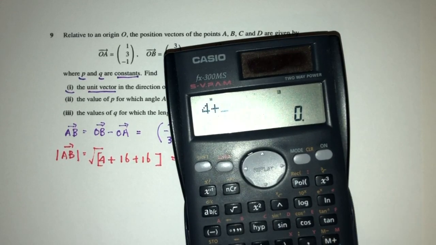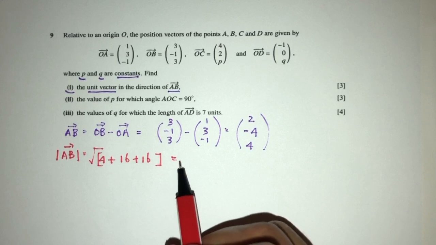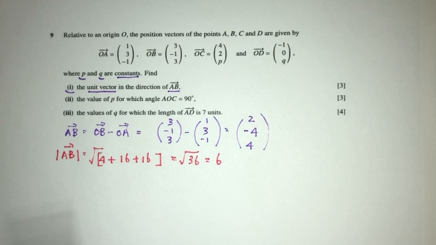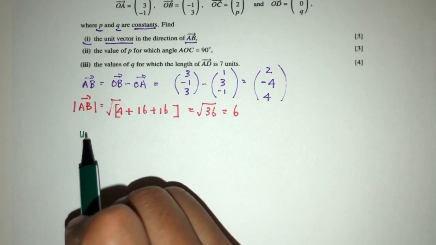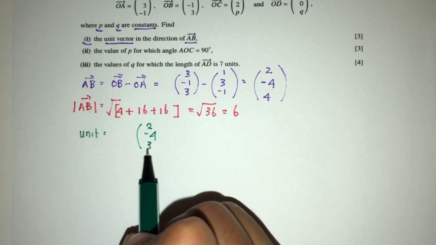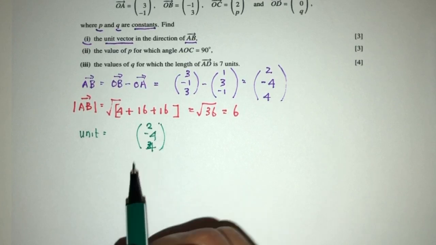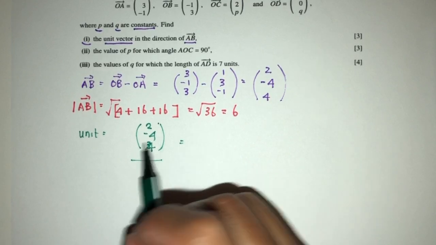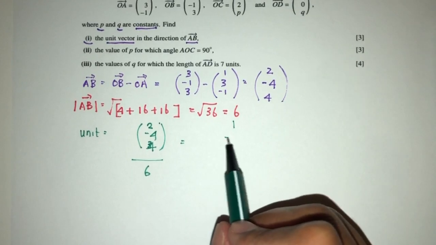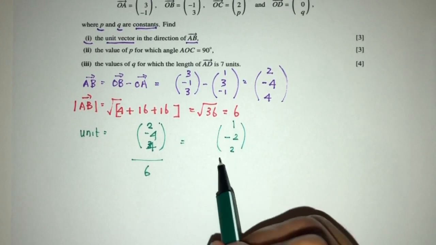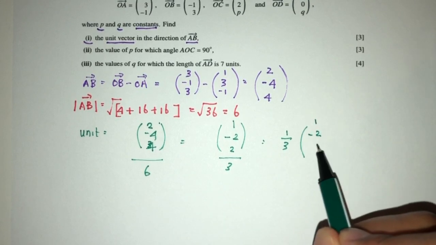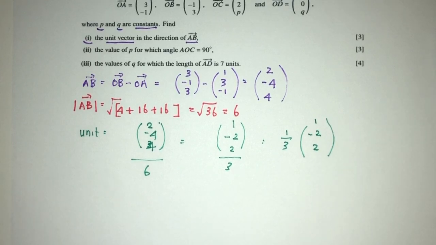That will be 4 plus 16 plus 16. That will be root of 36, and that will be the value of 6. So let's see, the unit vector will be the vector itself, which is (2, -4, 4), over the value of the magnitude, which will be 6. That should be divided by 2. You will have (1, -2, 2) over the value of 3. So you can write this as follows for the unit vector that we have in the direction of AB.